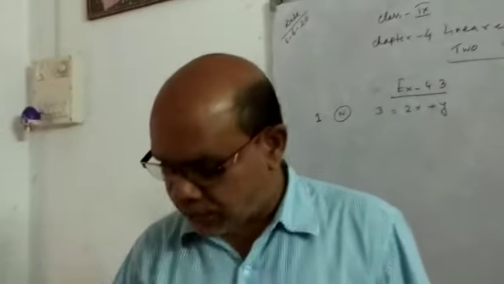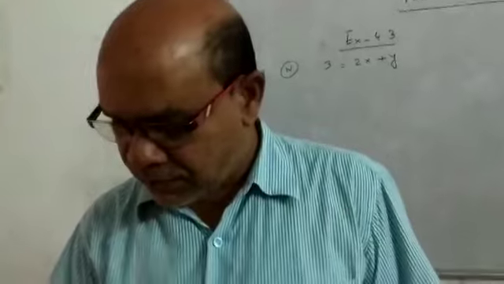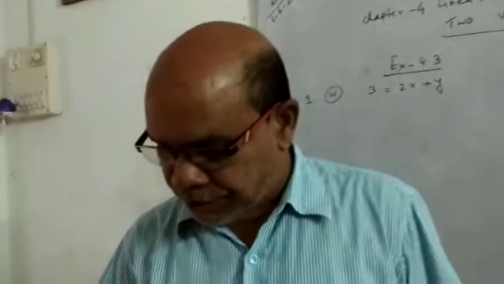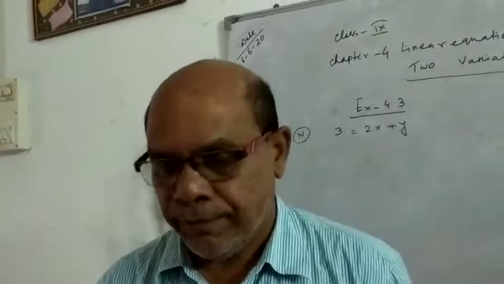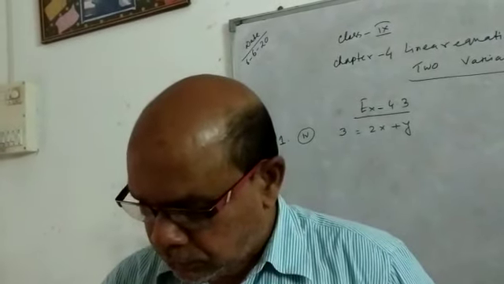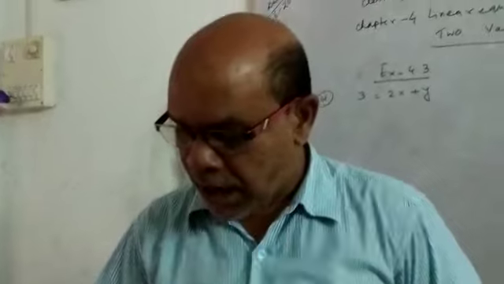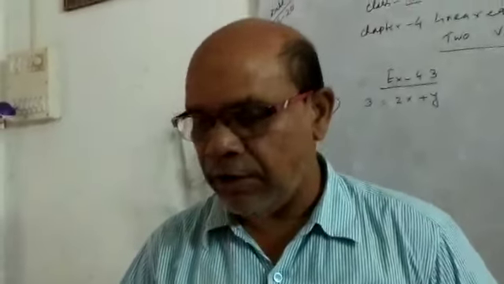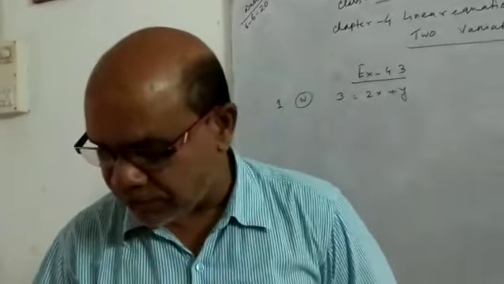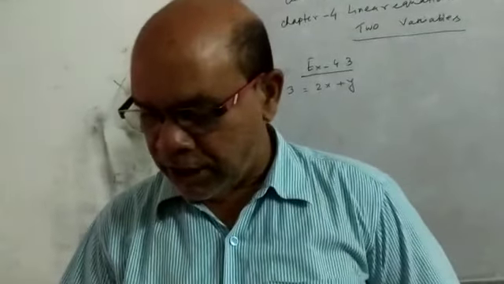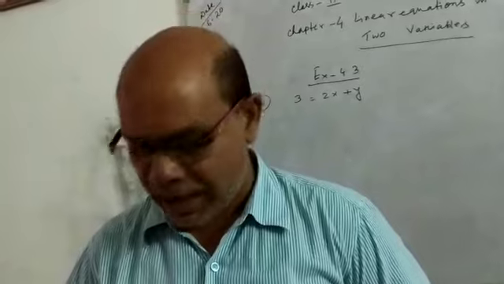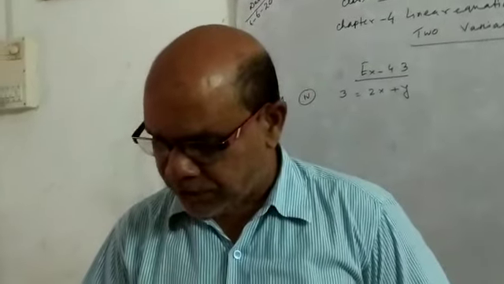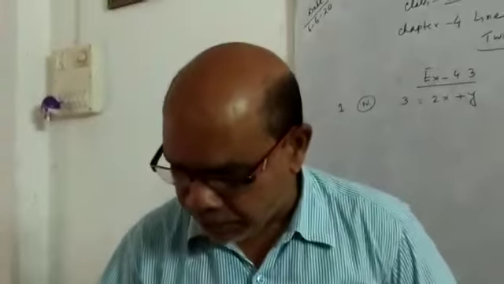This class is for class 9. Last class, I finished question number 1 of exercise 4.3. So, question number 1: draw the graph of each of the following linear equations in two variables. Last day I said that when you draw the graph, you should be ready with the graph copy, scale and pencil. I hope you are ready with the graph copy.